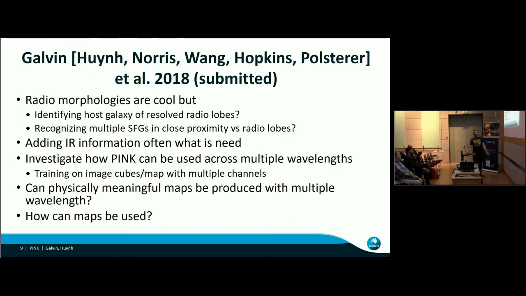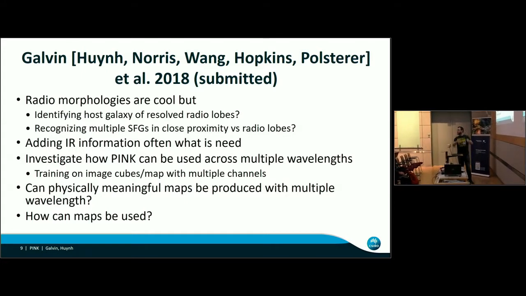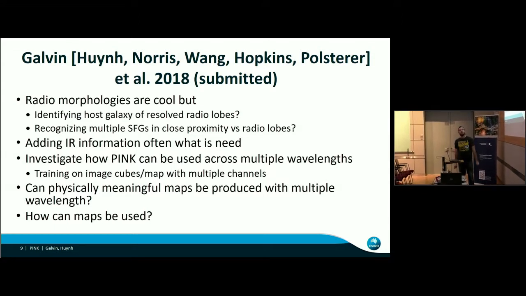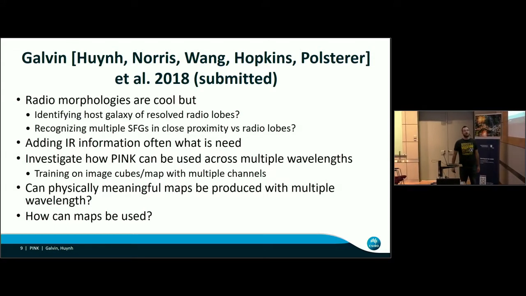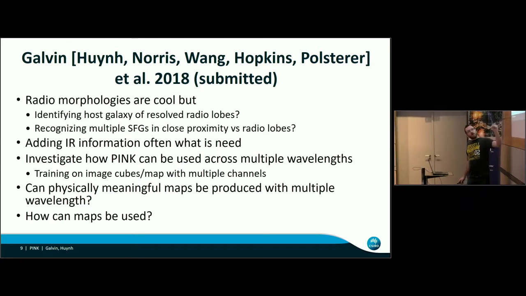A question I wanted to ask is, okay, radio morphologies are cool, but we really need multi-wavelength information to make sense of what we're looking at. Those doubles, are they doubles because they are radio lobes of an AGN, or are they just close to one another? They could be unrelated star-forming galaxies in close proximity to one another. And you really need multi-wavelength information to make that distinction.